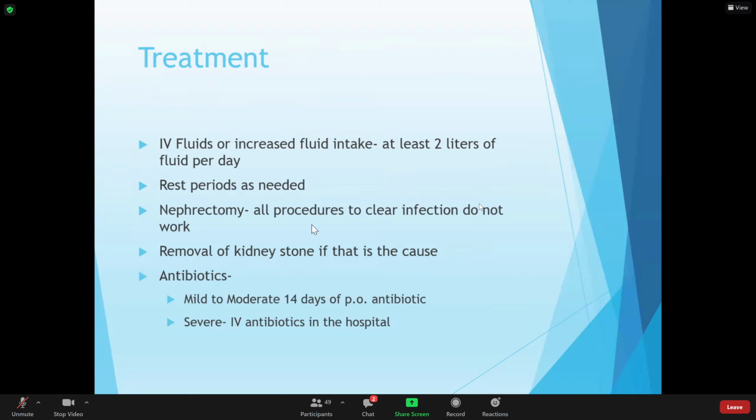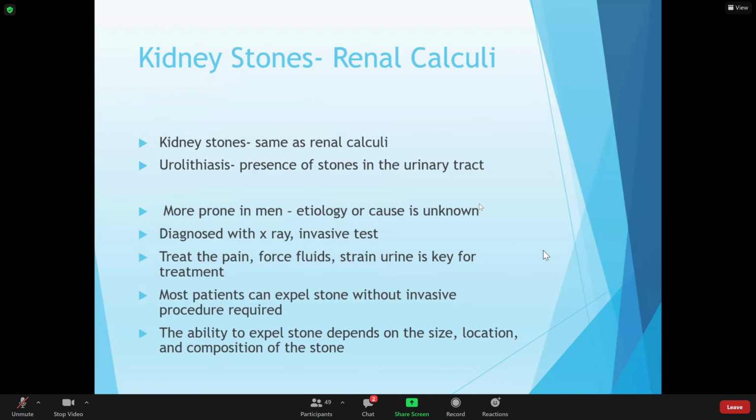Here's our treatment. IV fluids, IV antibiotics, rest if the patient needs. If the kidney stone is causing a blockage and causing this infection to enter into their kidney itself, take out the stone. The antibiotics could be 14 days of a PO antibiotic, or it could be IV antibiotics in the hospital. So that's kind of in a nutshell what we talked about yesterday.